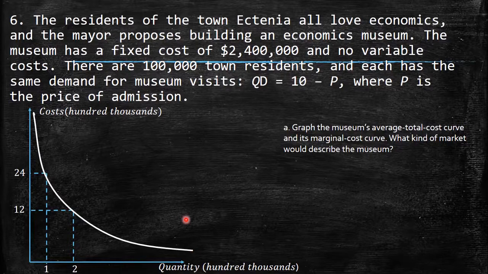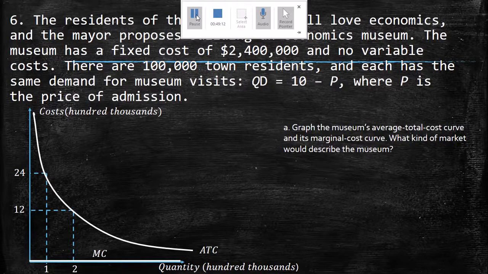And as you notice, because they don't have any variable cost, this is really close to a natural monopoly. Then the marginal cost at that time is going to be 0, because it doesn't matter to provide another entrance. So this other curve, which is actually a straight line, is going to be the marginal cost, which is 0.